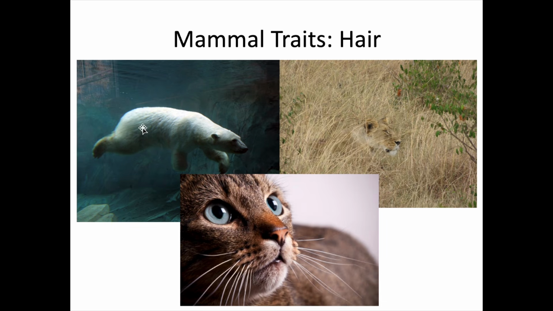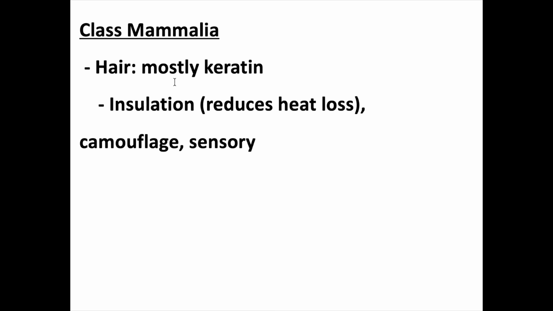So hair is used for a lot of different functions in different mammals. Hair can be used for insulation, similar to those down feathers that we identified in birds. Again, if you're going to be endothermic, you want to retain some of that heat. Hair can also be used for camouflage. And hair can be used as sensory organs as well. Molecularly, it's mostly made of a protein called keratin, and it does a lot of jobs: insulation, which reduces heat loss, camouflage, and serving sensory functions as well.